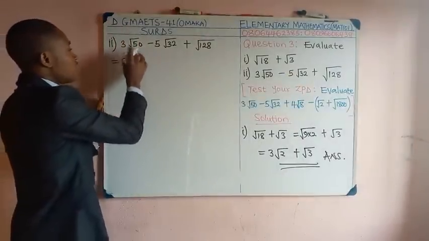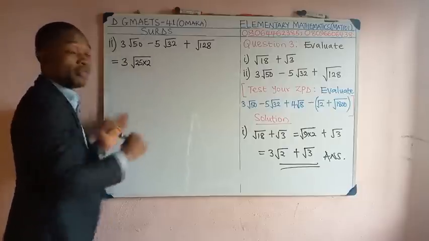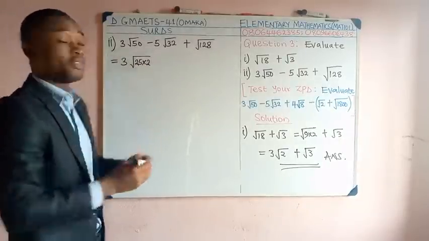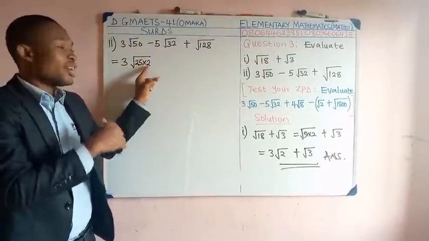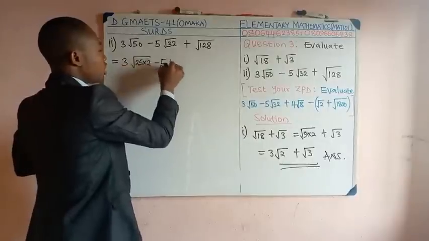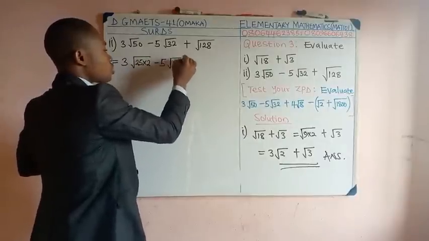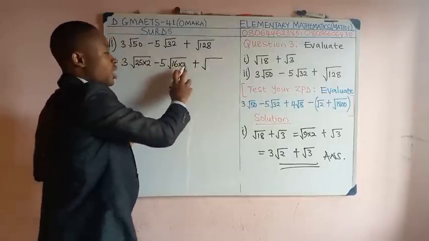This is equal to 3 root 50, which is the same as root of 25 times 2, because 25 times 2 gives us 50. Now we've been able to break down this 50 to a perfect square number 25 and a prime number 2. Is that okay? Then minus 5 times root 32, which can be broken down to 16 times 2. Once again, we've been able to break this down to a perfect square and a prime number.